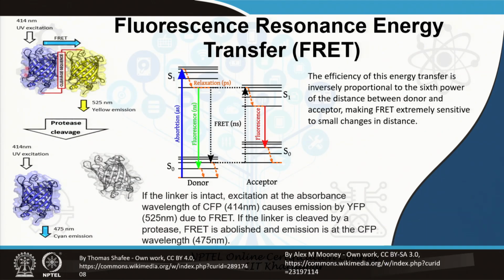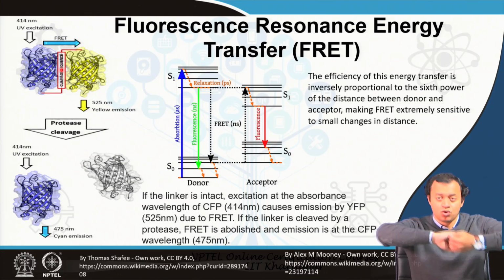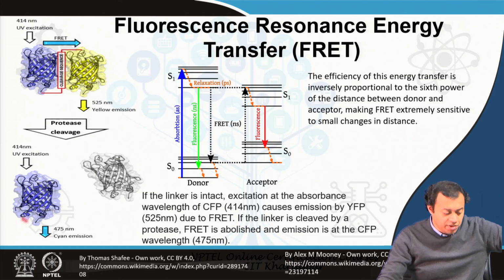Example is this: you have a cyan protein and you have a yellow protein. If they are connected using this protease cleavage site, using this protease molecule, FRET takes place, and after 414 nanometer UV excitation, you get an output of 525 nanometer. If this handhold, this protease link which has connected the two different proteins, is broken, they are two separate things, you give the same exact UV excitation and you get 475 nanometer cyan emission, which is also blue. If the proteins are together, i.e. donor and acceptor are connected, you have a yellow emission.